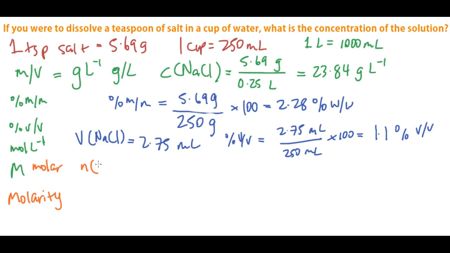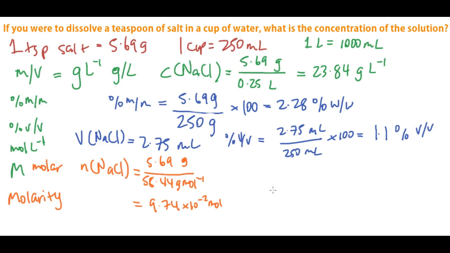So to find out the molarity in moles per liter, first we need to find out the number of moles of our salt, and we know that it's 5.69 grams dissolved. To find out the number of moles, we find the molar mass of our salt. The molar mass of our salt is about 58.44 grams per mole. So the number of moles of our salt should be about 9.74 by 10 to the negative 2 mole.